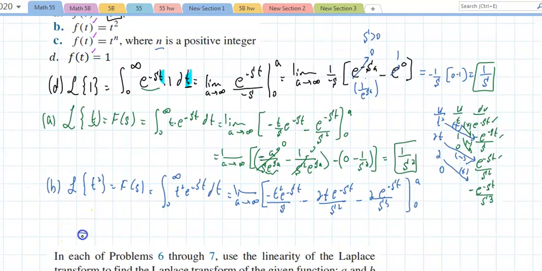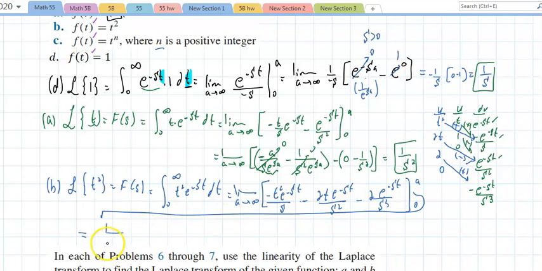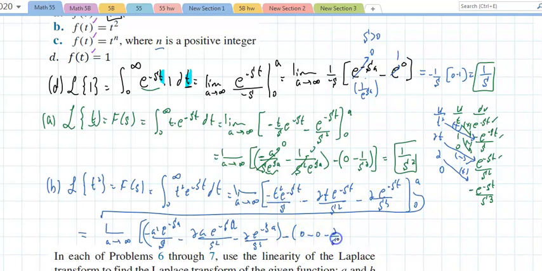That's going to equal the limit as a approaches infinity of negative a squared e to the negative sa divided by s, minus twice a e to the negative sa divided by s squared, minus twice e to the negative sa divided by s cubed, minus, if I throw a 0 in, that's a 0 minus 2 over s cubed.